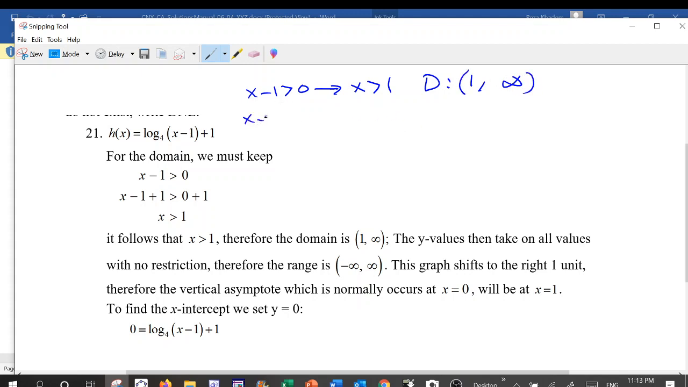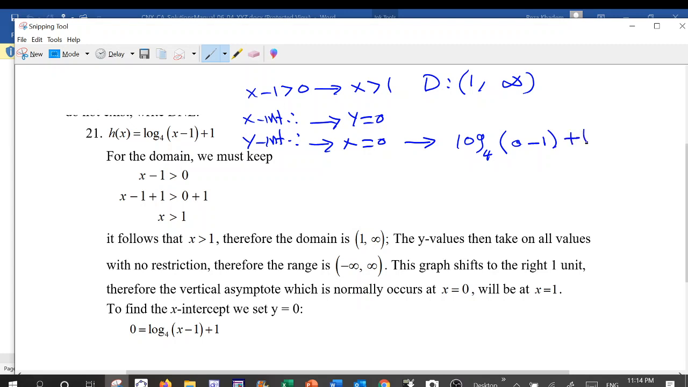Now, x-intercept is when y equals 0, and the y-intercept is when x equals 0. Now this one we can easily find. Just substitute what? Log base 4 of, right? We have to put 0 for x. What does that mean? Well, log base 4 of -1 doesn't make sense. So that means there is no y-intercept, none.